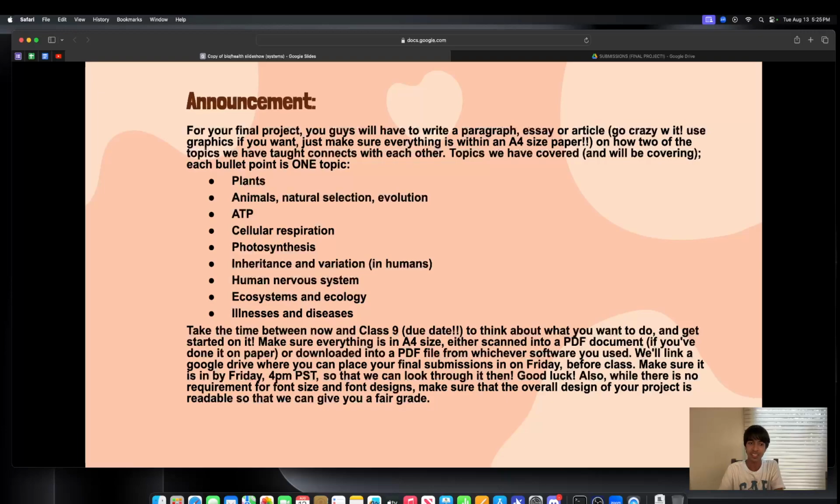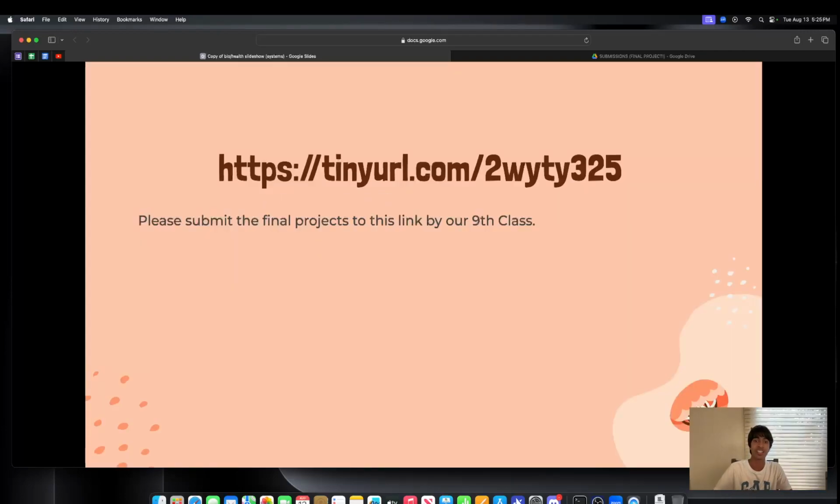Also, while there is no requirement for font size and font designs, make sure that the overall design of your project is readable so we can give you a fair grade. I'm not sure if you guys are going to be having your class 9 on Friday or any other day, but just try to get it in by class 9, okay? If it's on a Friday, then that's pretty good. Try to submit it by 4 p.m. PST in the folder. And here is the folder for your final project. So do well, make some quality work, and put your educational standpoint into this.